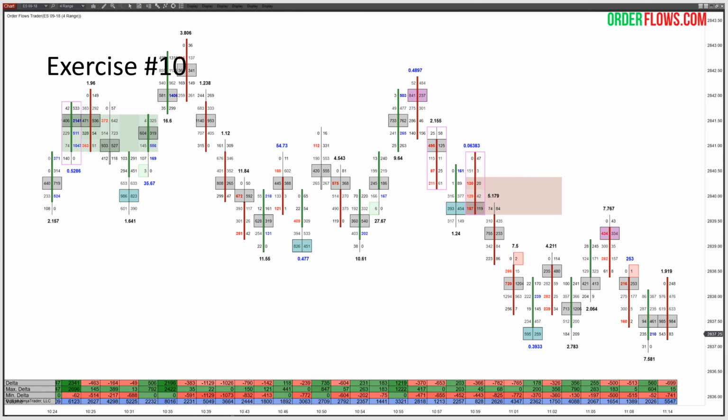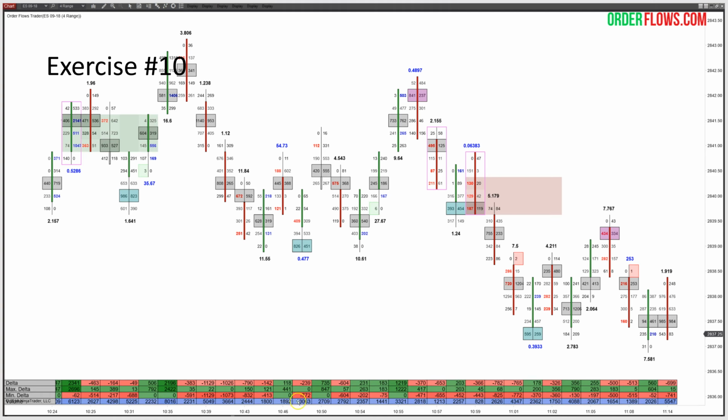Okay, so what do you see? This is E-minis, a 4-range chart. Right up in here, you have a flip going on. You've got 1219 positive delta with a max delta of 1222, min delta of 0. Then the intervening bar in here actually went from positive delta of 400 to a negative delta of 370. But here you've got minus 653 is the delta with a max delta of 0 and a min delta of 655. This is the delta flip right here with the intervening bar, and you see how the market sells off.